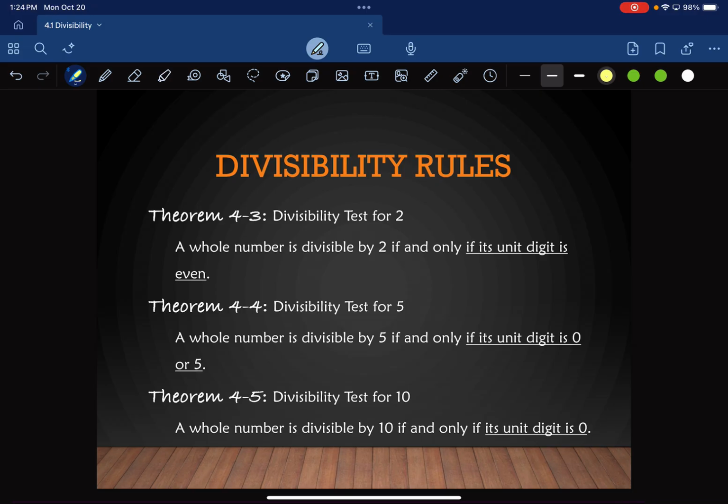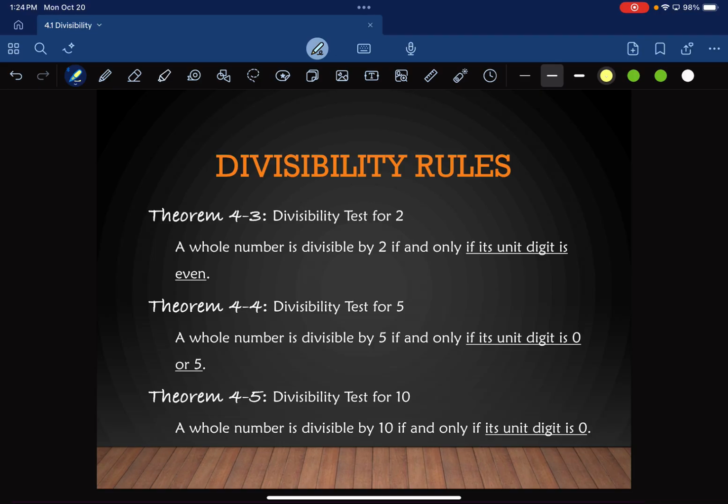And 5 works the same way. If I want to know if something's divisible by 5, I don't know what number I just gave you, but whatever it was, it ended in 7, right? All I have to do is look at the 7. And if the 7's divisible by 5, which it's not, right? But if it is, then it's going to be divisible by 5. The whole value is.